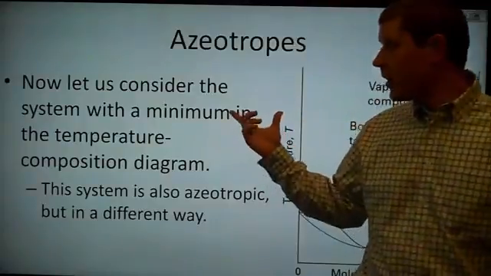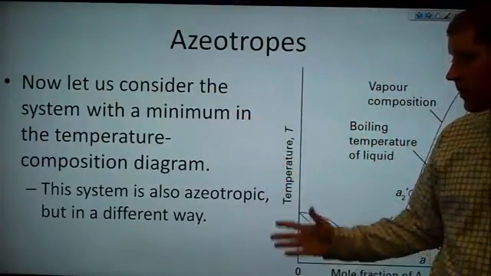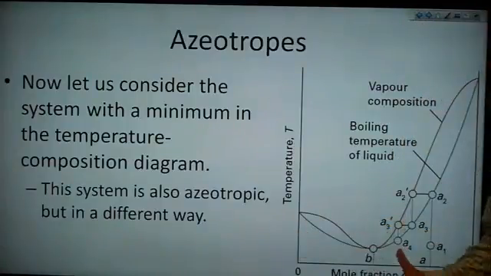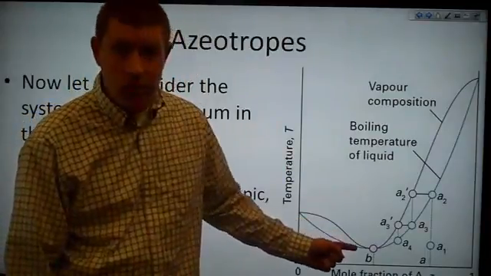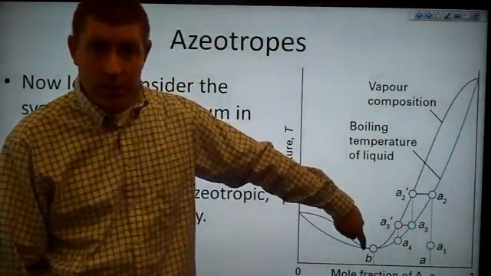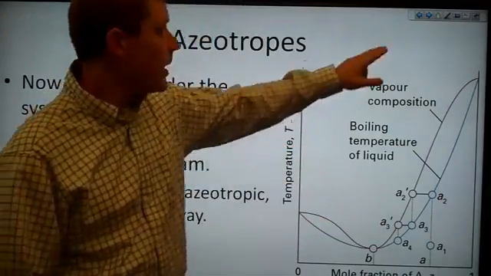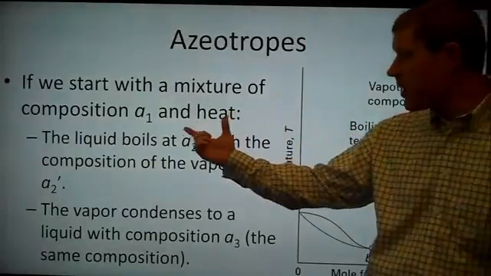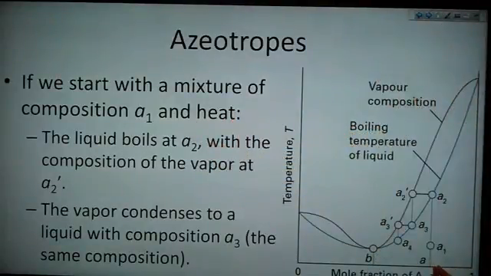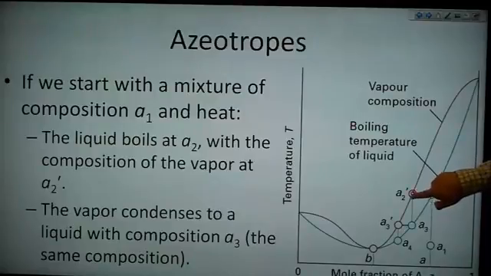So now let's look at a system with a minimum in our temperature composition diagram. This is also azeotropic, but azeotropic in a different way. So again, we have a minimum. We still have the red and blue curves meet here at point B, but note that now it's the minimum as opposed to the maximum as it was before. If we start with a mixture of composition A1, so again we're starting over here, and we heat it up, we move up to the boiling point at A2.